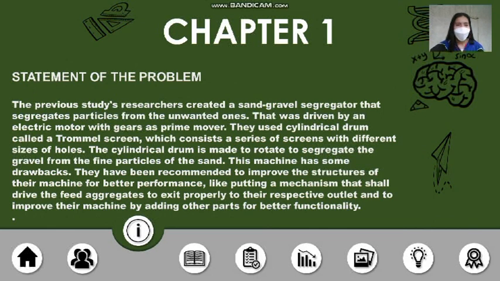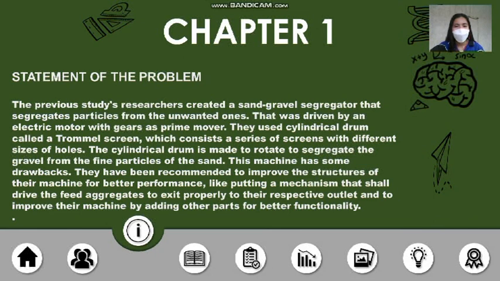Statement of the problem: the previous study's researchers created the sand gravel segregator that separates the desired particles from the unwanted ones. That was driven by an electric motor as the primary drive. They used a cylindrical drum trommel screen, which consists of a series of screens with different sizes of holes. The cylindrical drum is made to rotate to segregate the gravel from the fine particles of the sand. This machine has some drawbacks.